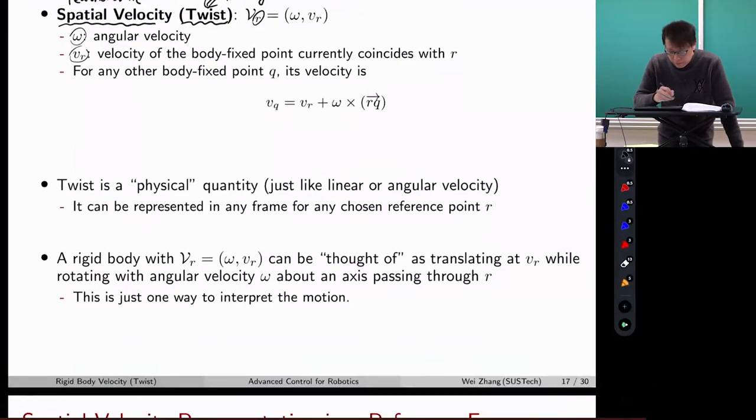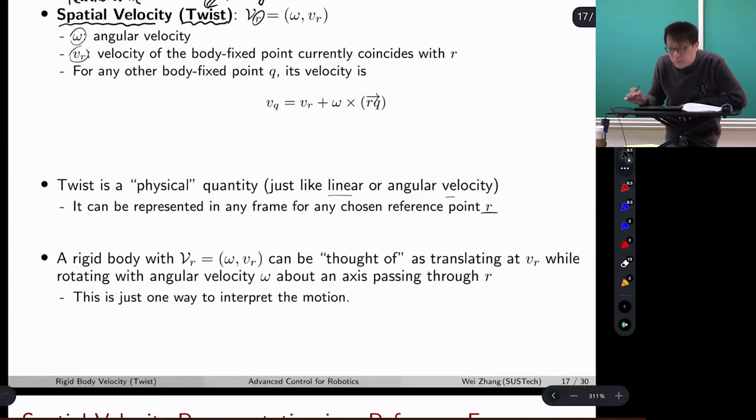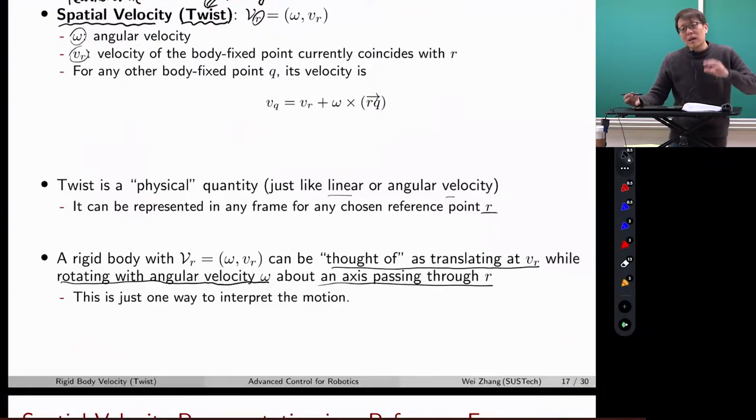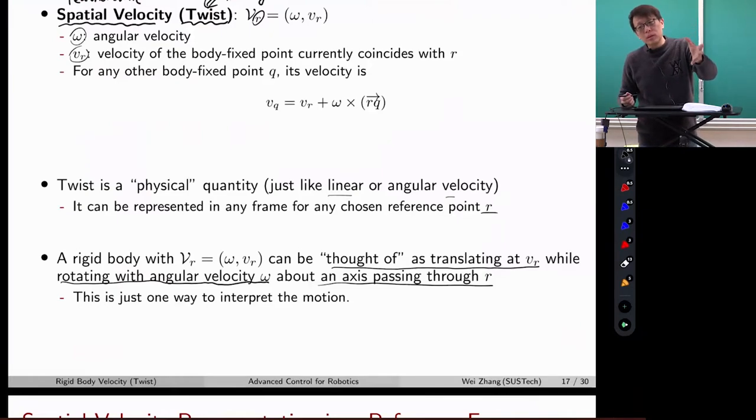Twist or spatial velocity is a physical quantity, just like linear and angular velocity, and it's a free vector. You can think about twist as a vector. It's not a point, it's just to distinguish point from vector. You can move to different frames to represent it. It can be represented in any frame for any chosen reference point. A rigid body can be thought of as translating with that velocity while rotating with angular velocity about an axis passing through R. So the actual rotation axis is up to you to define.